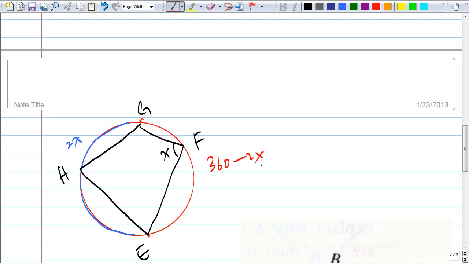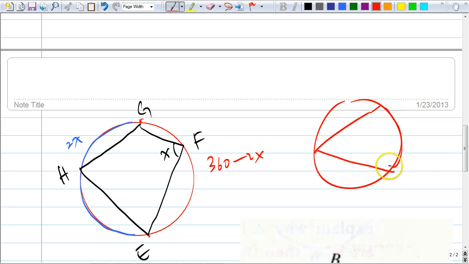Okay, Emily, watch this. Let's say I have a circle, and I have an inscribed angle right here. Let's say this intercepted arc is 100 degrees. What's this angle? 50. You know that, right?